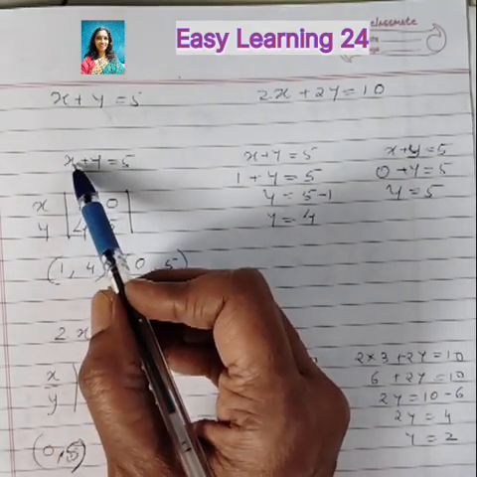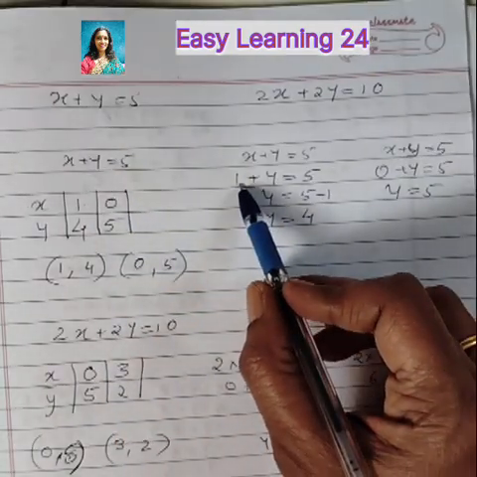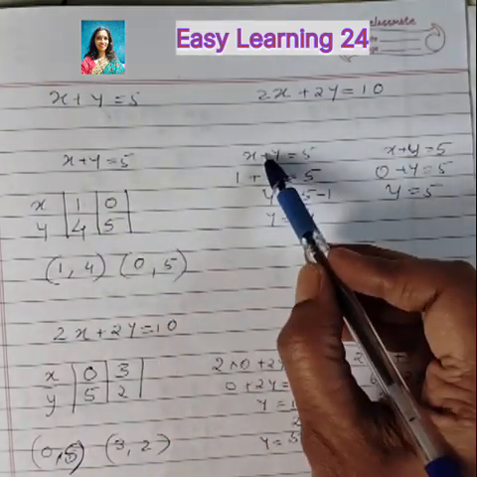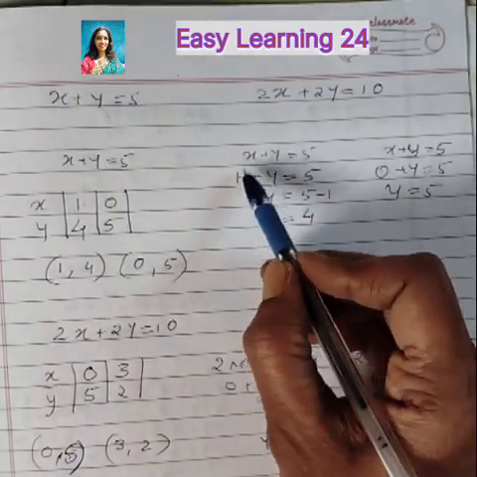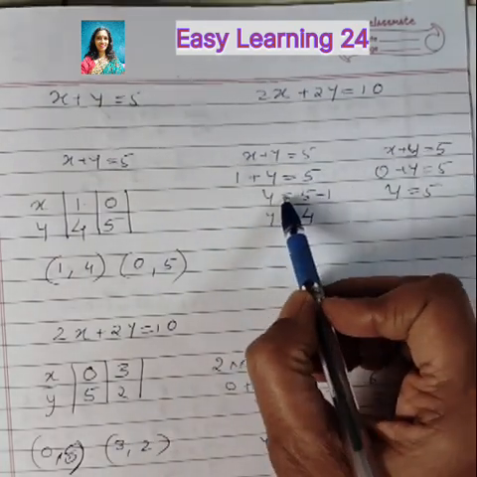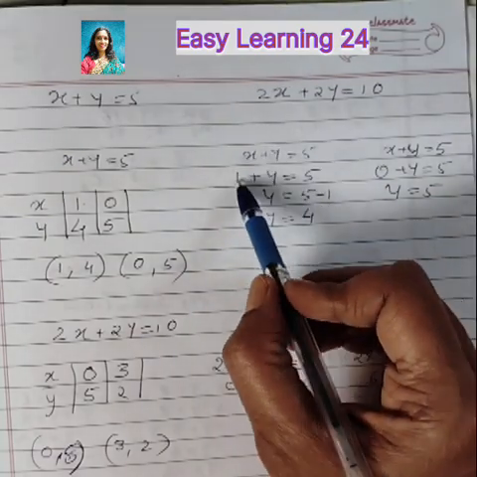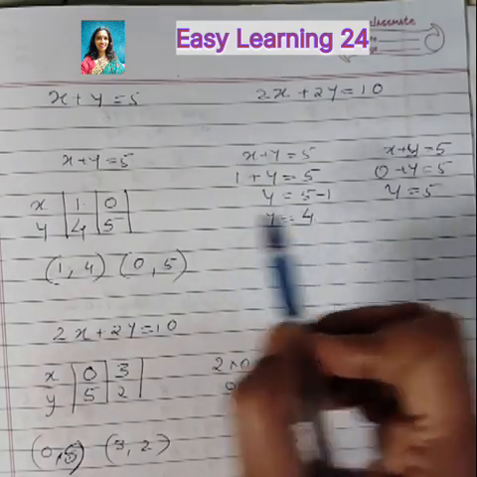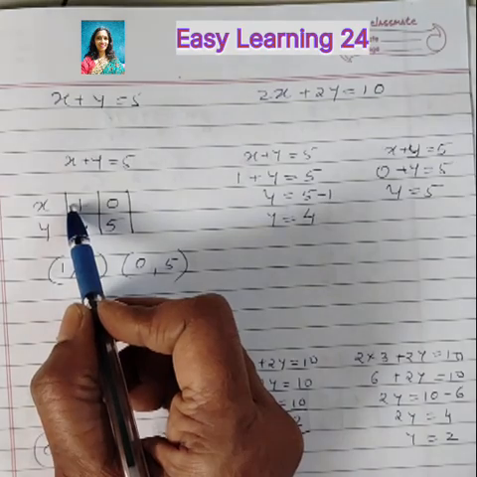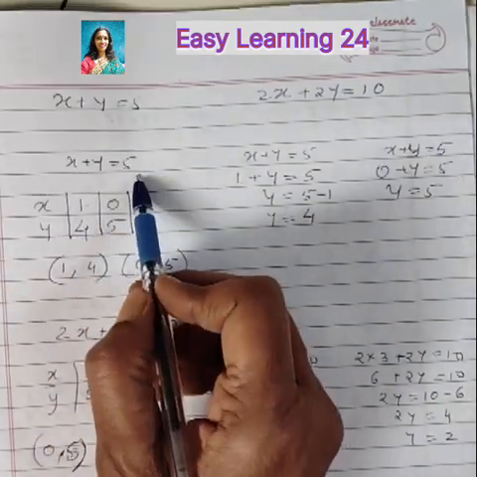So I have taken here x is equal to 1. We'll take the line x plus y is equal to 5. Suppose we take x is equal to 1, then 1 plus y is equal to 5, y is equal to 5 minus 1, therefore y is equal to 4. So when you put the value of x as 1, you get the value of y as 4. So this is the first point, x is 1 and y is 4, the first point of this line.